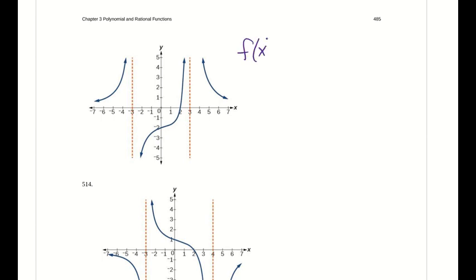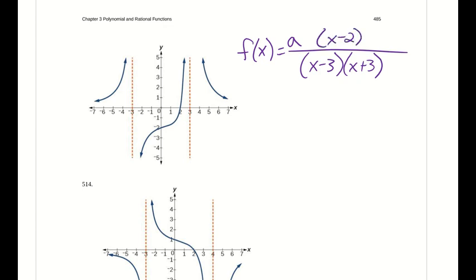So we've got, again, let's take a look, we don't see any removable discontinuities. So let's take a look for where our vertical asymptotes are. We have them at x equals -3 and x equals +3. So we have some a value, which we'll deal with later. We have an x -3 and an x +3 as factors in the denominator, because that's where our vertical asymptotes are. We have a 0 at 2, so we know we have an x -2 in the numerator.